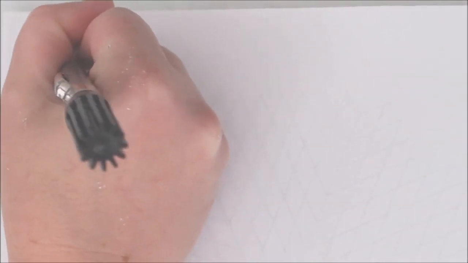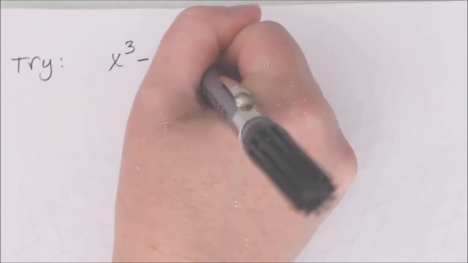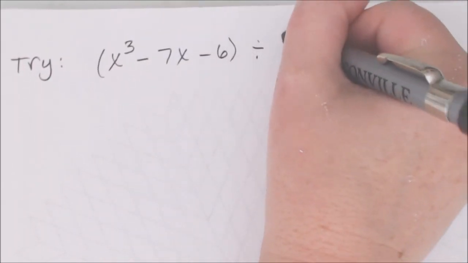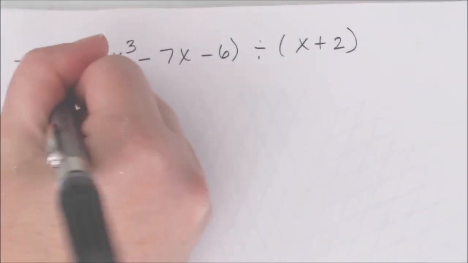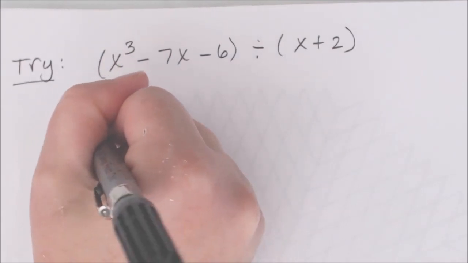Okay, in the PowerPoint, there's another example for you to try. So maybe pause the video for a minute and give this one a try. They're asking us to divide x cubed minus 7x minus 6 by x plus 2. And so in our box here, this is x plus 2. It's just going to be negative 2.